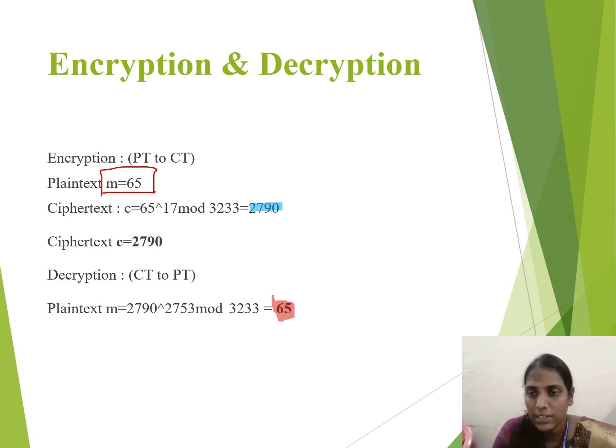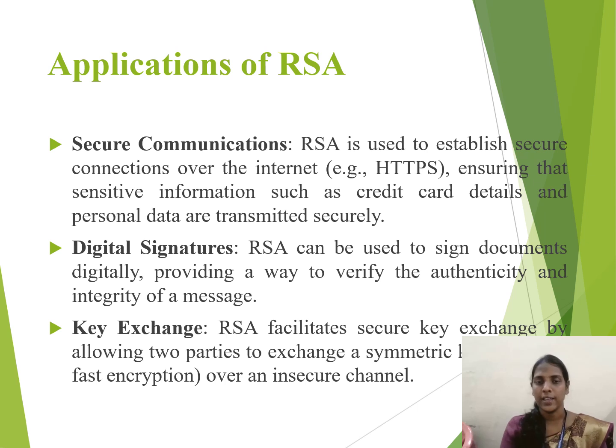Okay, next up, applications of RSA. The RSA algorithm plays a major role in three areas: secure communication, digital signature, and key exchange. Secure communication means the information we share on the net has to be in a protected, secure manner. With the help of the RSA algorithm, we ensure that sensitive information such as debit card, credit card details, and personal data are transmitted securely without any default.